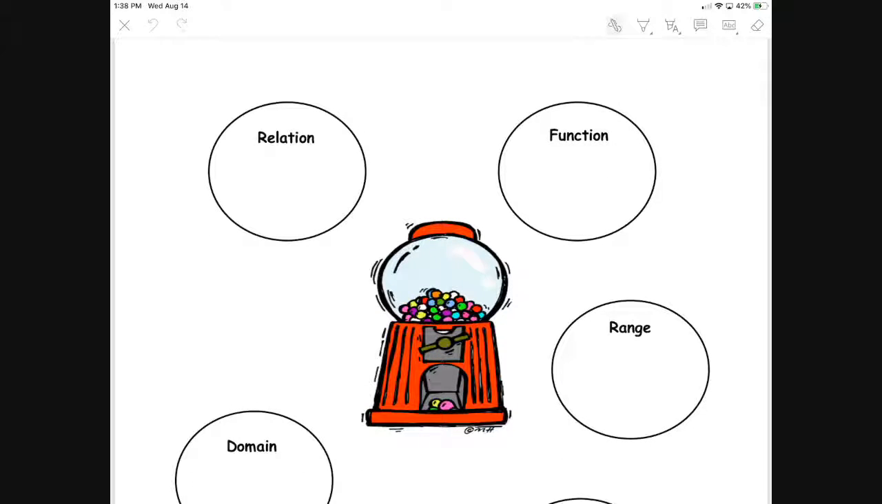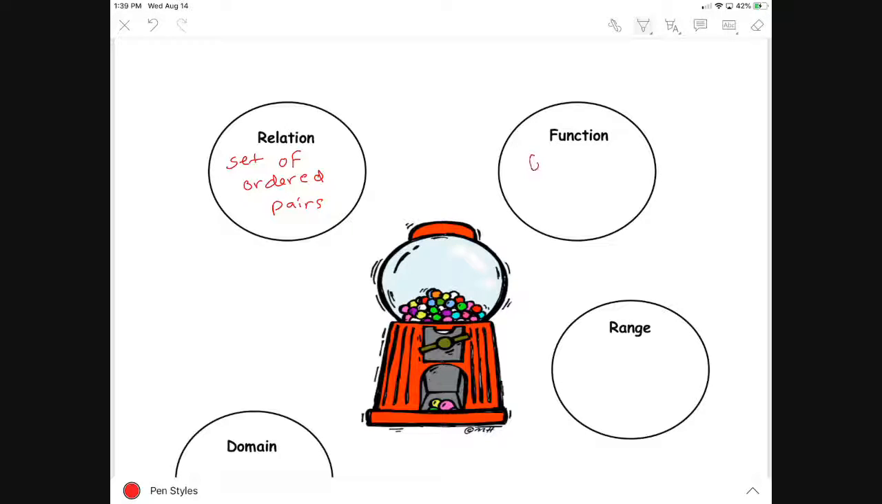Hi guys, so now we're talking about lesson 3, but before we get started, we're going to go over some notes. The first one we have is relation, which is a set of ordered pairs. This is pretty basic, a set of ordered pairs. We're just going to be talking about an x and x comma y. That would be what an ordered pair is in this scenario.